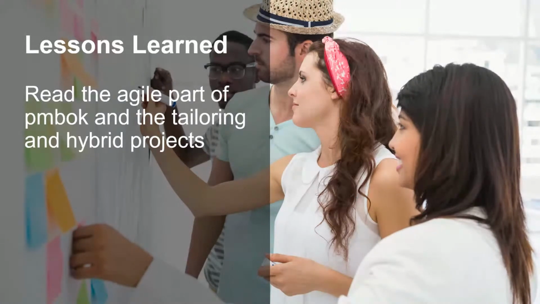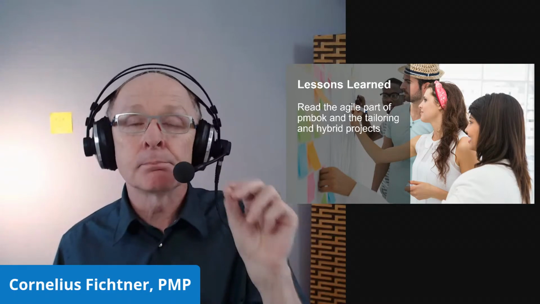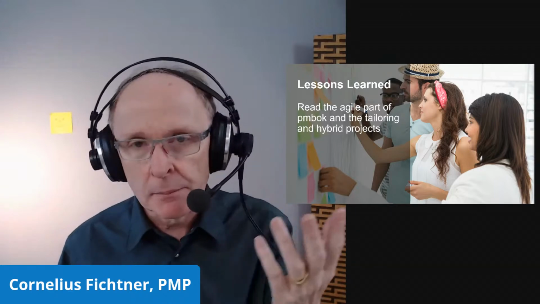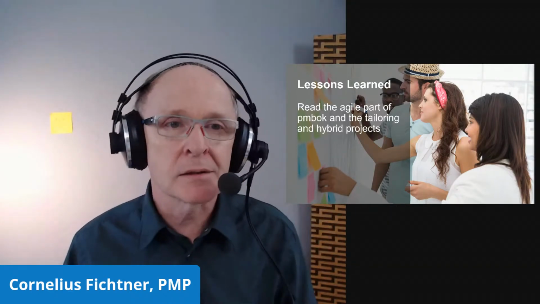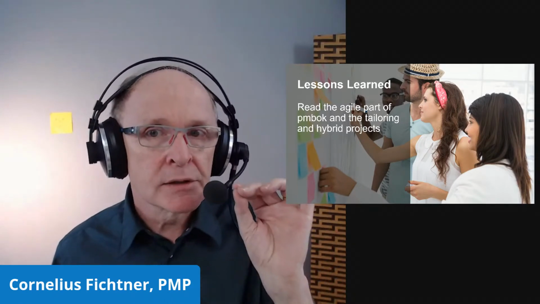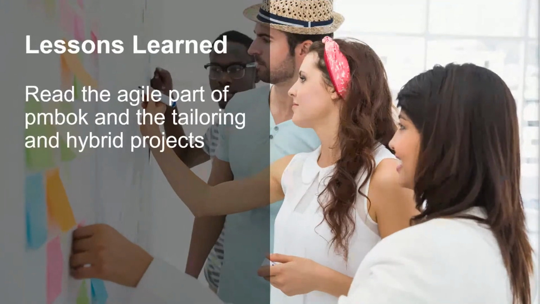Next, lessons learned here. Read the agile part of the PMBOK guide and the tailoring and hybrid projects. This particular lessons learned is focusing on the PMBOK Guide 6th edition. So if you're using the PMBOK Guide 6th edition, which I recommend, probably even in 2022, depending on what PMI says, do read the tailoring and the hybrid section, and each of the knowledge areas also has an agile part in it. All right, so this is the end of part 2 in my presentation about Q&A about the PMP exam.